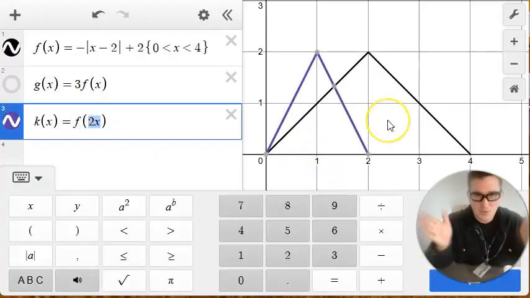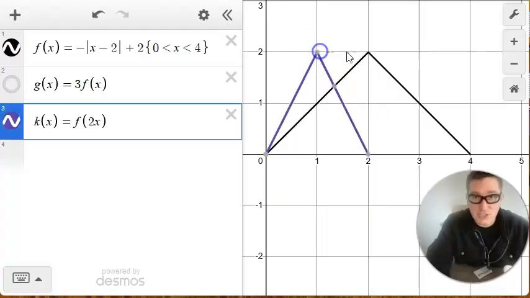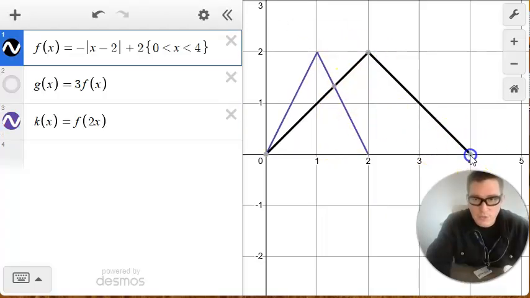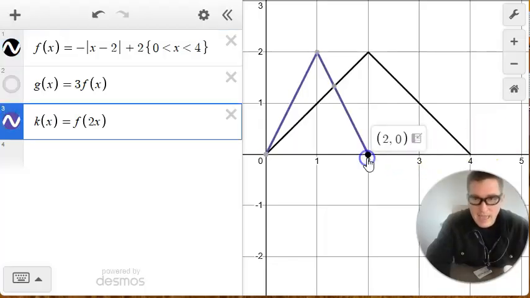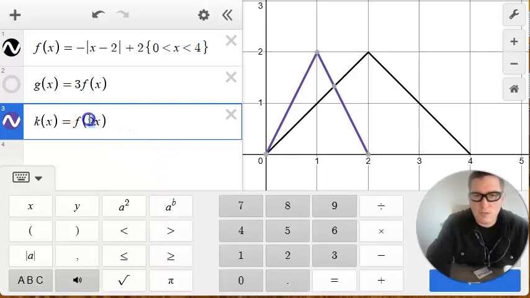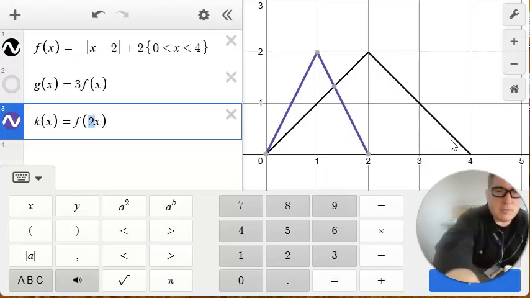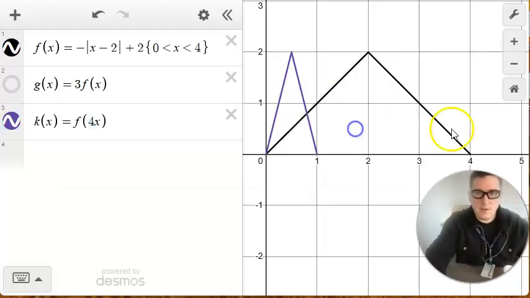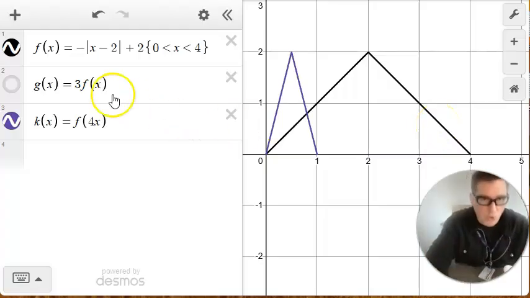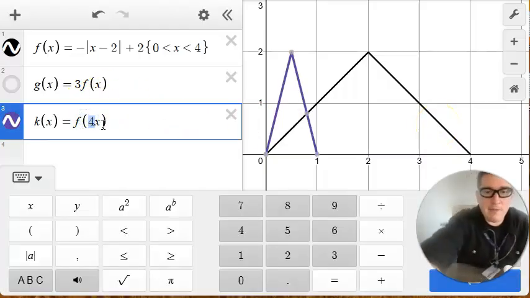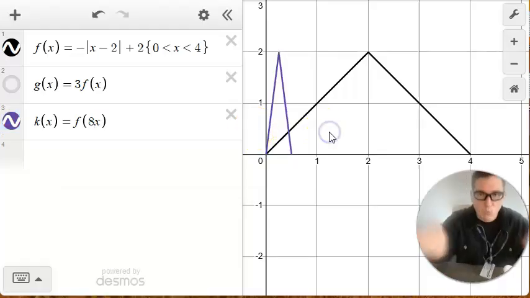Multiplying x by 2 made my thing skinnier. It didn't change the height of it. Notice the heights didn't change, only the width of it. So my original width was 4, and now it's half as large. So multiplying by 2 compressed it in half. If I were to multiply by 4, my width is now a fourth. If I were to multiply it by 8, my width is now an eighth.